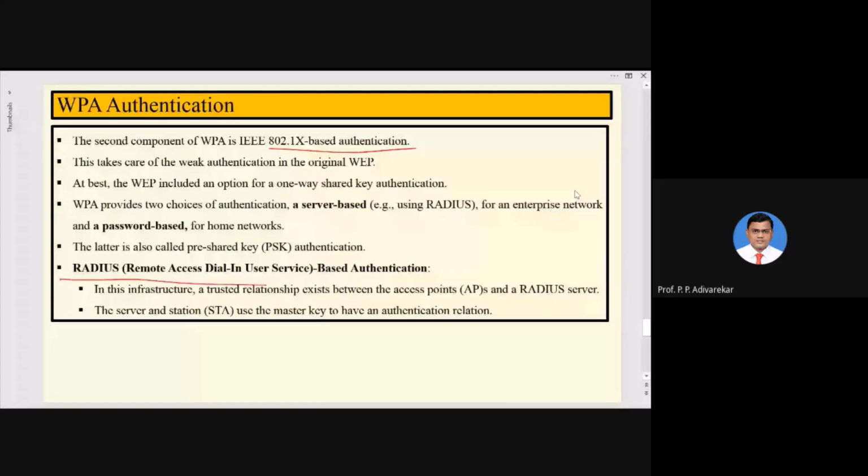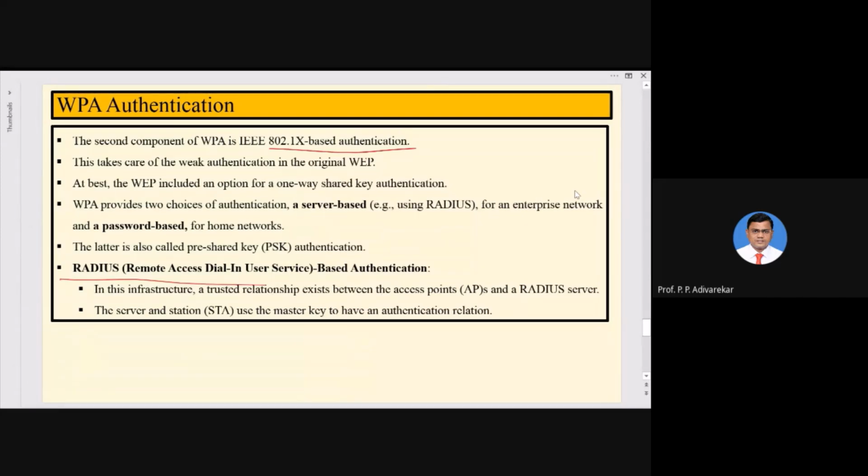So what are the modifications? WPA provides two choices of authentication. One is the server-based authentication, which is done using the RADIUS protocol, the remote access dial-in user service. The authentication server, as we have discussed, will distribute different keys like a master key and a key encryption key. Those play an important role in authentication, whereas the intermediate key, temporal key and sequence number are for encryption. So remember this: master key and key encryption key are for authentication, and the other keys are for encryption.